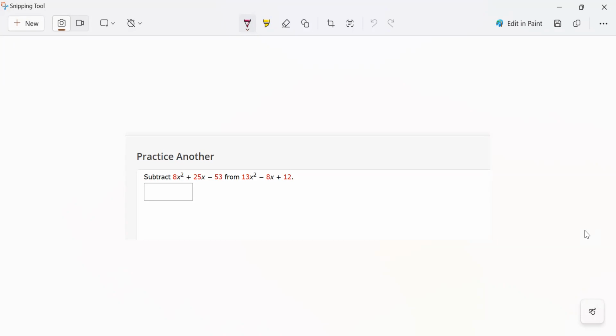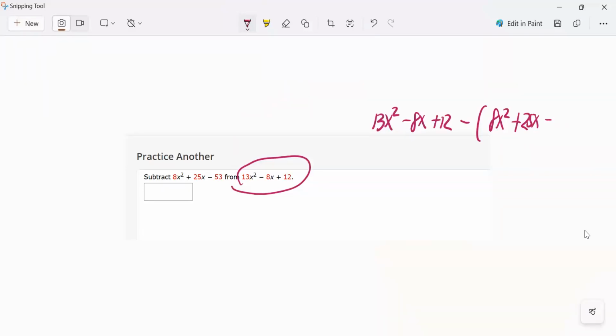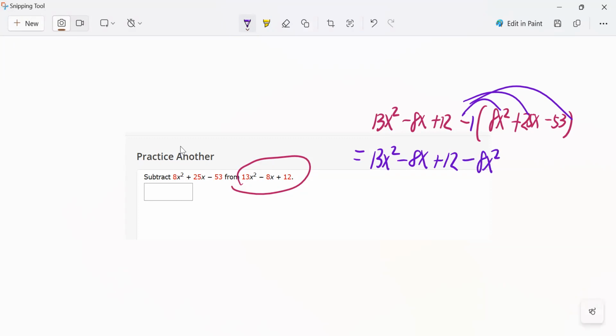All right, let's go over the solution. So first of all, we subtract that from 13. So this is the first term, 13x squared minus ax. Then we're gonna subtract from this minus ax squared plus 25x and minus 53. Then we'll put this in the parentheses and then we're gonna distribute it, like an invisible one. So you get 13x squared minus ax plus 12, minus 1 times ax squared, minus 1 times positive 25x is minus 25x, minus 1 times minus 53 is positive 53.